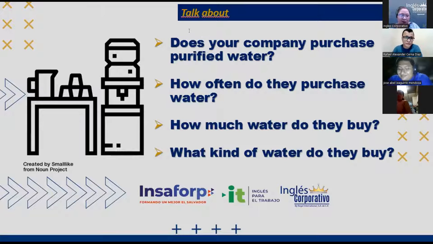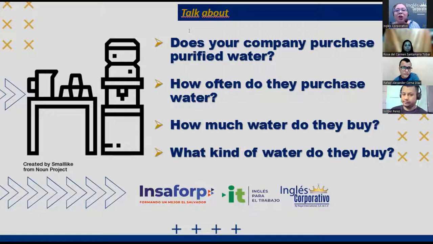And let's talk about the water. Okay. Is water countable or is uncountable? Uncountable noun, okay? Veamos, las preguntas que nos vamos a ir a platicar son, does your company purchase purified water? How often do they purchase water? How much water do they buy? What kind of water do they buy? What kind, podríamos decir la marca, okay? Si Cristal o Alpina, ¿verdad? I don't remember another kind right now. Entonces nos vamos a ir para allá. Espero que hoy sí ya se los pueda enviar.